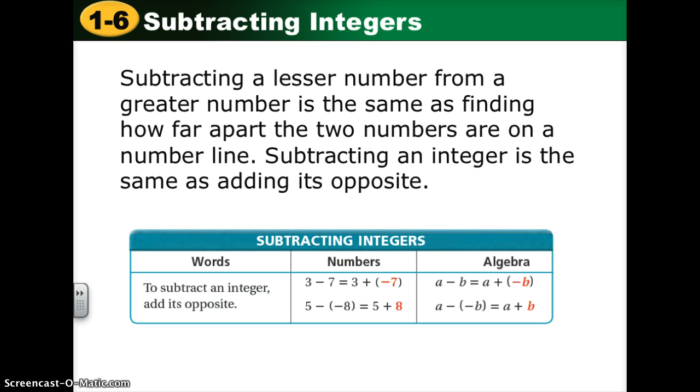So look at the two examples that we have. 3 minus 7 could also be rewritten as 3 plus negative 7. And 5 minus negative 8 is the same as 5 plus 8. So we turned a negative 7 into an addition problem, and minus a negative became plus a positive. Subtracting an integer is the same as adding its opposite.